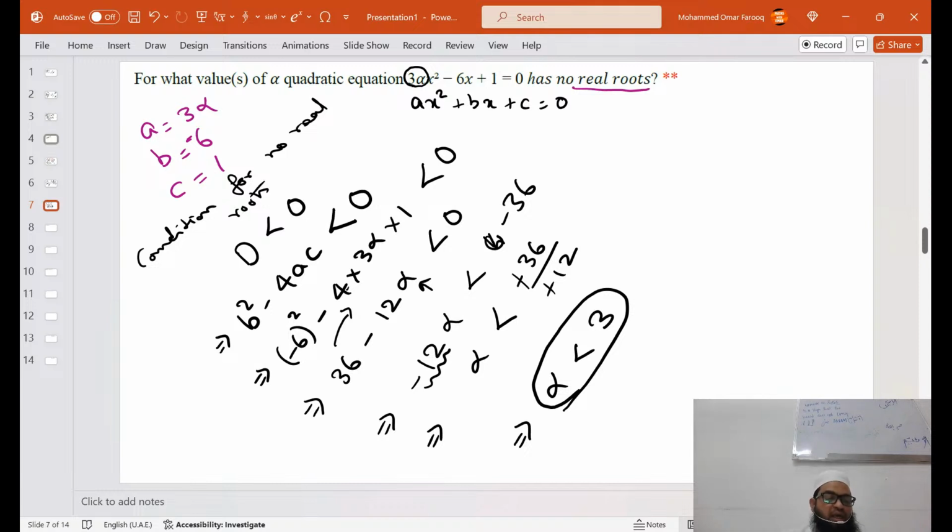It is not 3, Salman. So it is alpha less than 3. That means for all values less than 3, the quadratic equation will have no real roots. No, it cannot be 4. It should be less than 3.